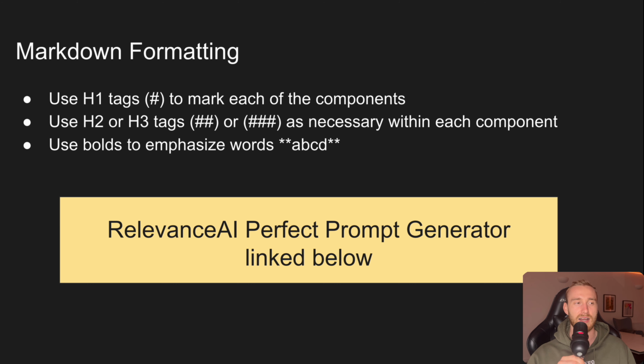So we can use h1 tags by adding a hashtag at the start of the text, and then subheadings with h2 and h3 tags with either 2 hashtags or 3 hashtags, okay? And then we can emphasize important words by making them bold, basically.